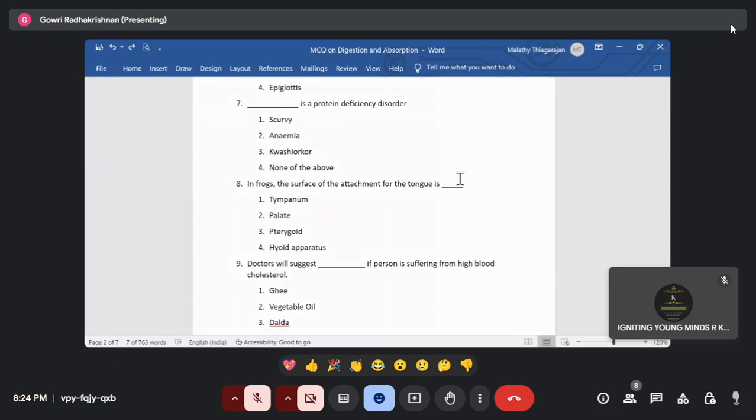Now, kwashiorkor, that is a protein deficiency. What happens when the protein is low in your body? Any guess?